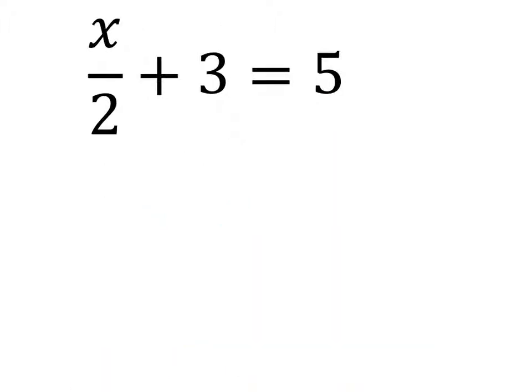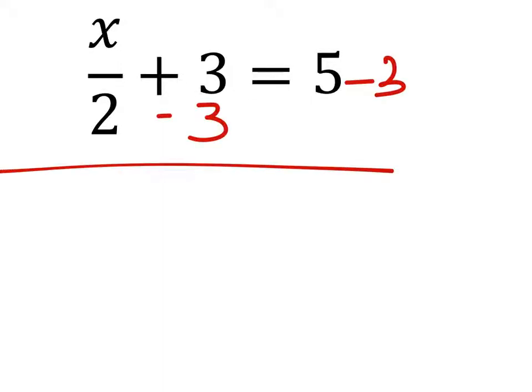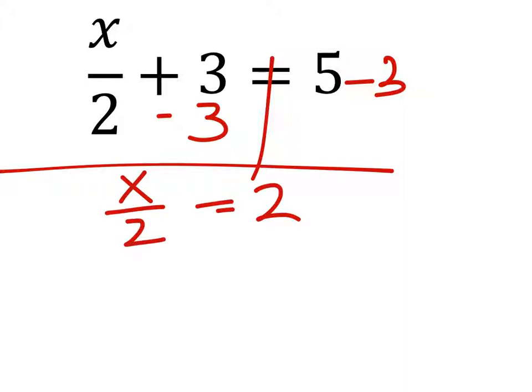Alright, so this is the one that we said is different. There are several ways we could solve this one. For example, you could find common denominators for each. But since the 3 is a like term with the 5, we could just subtract the 3 from both sides, like this. And then we've got x/2 = 2. And then we can multiply both sides by 2, which makes these cancel out, and you've got x = 4.